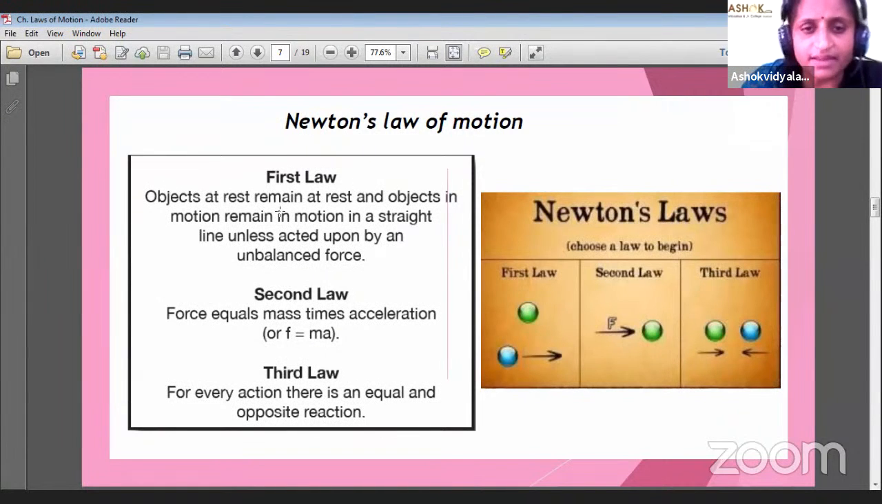Object at rest remains at rest. Object in motion remains in motion in a straight line unless acted upon by an external force or unbalanced force. This is the first law of Newton's laws of motion. See here. Second law, force equals mass times acceleration. That is, force is equal to mass into acceleration. And third law, for every action, there is an equal and opposite reaction. This one is Newton's third law.